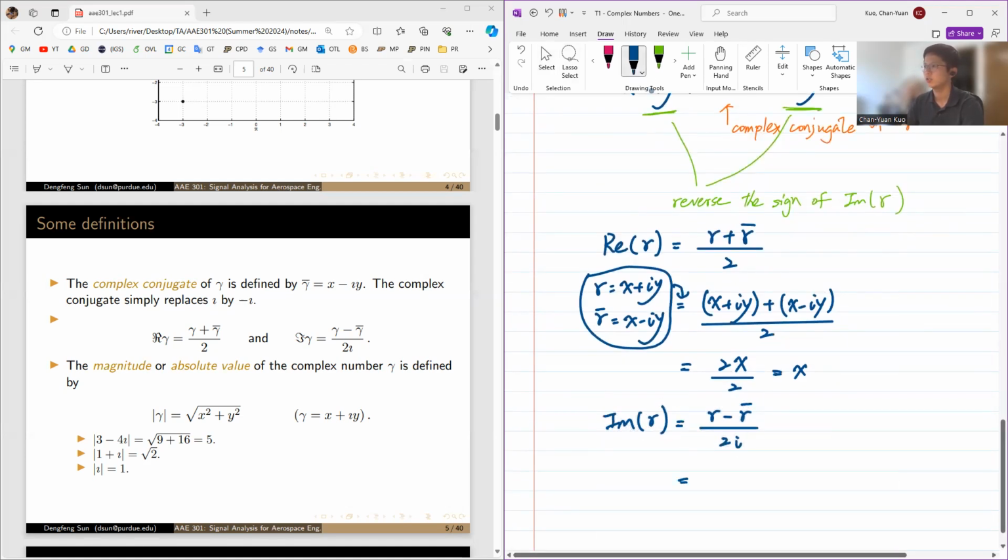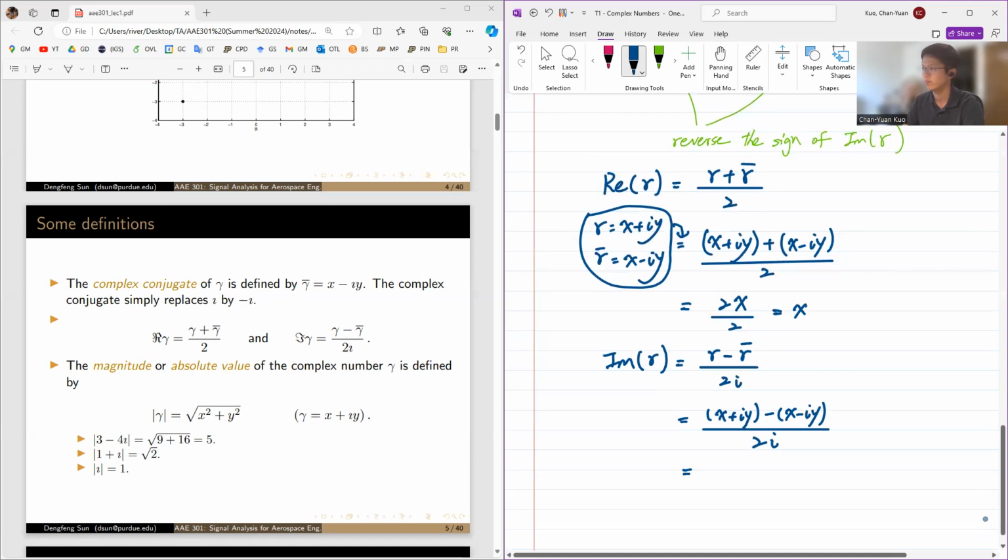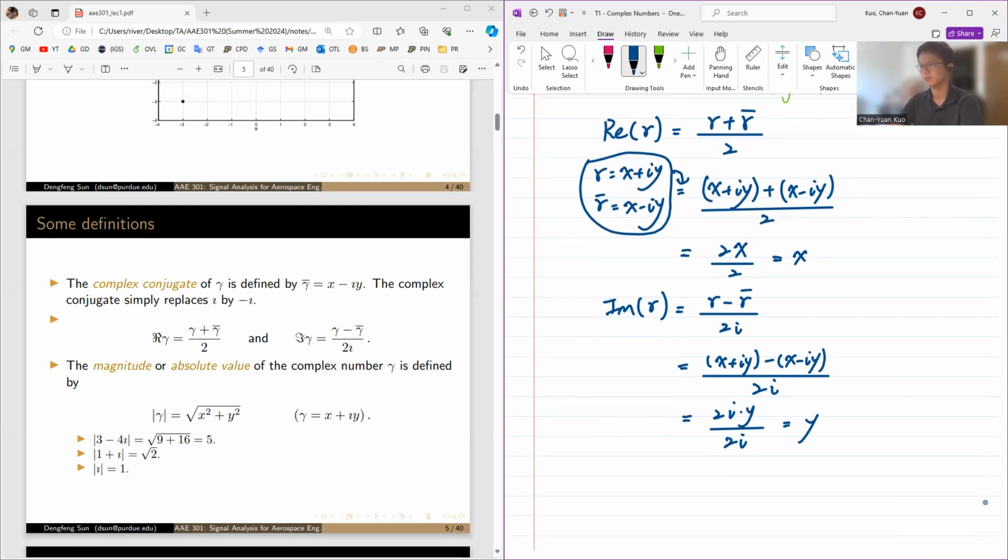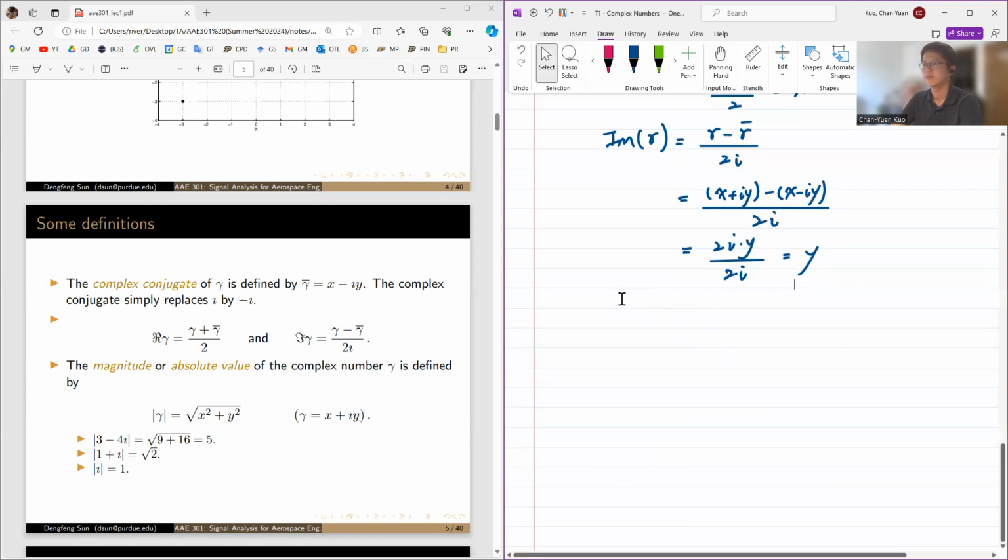Now let's see why the expression for the imaginary part of gamma works. Again, we substitute gamma equals x plus iy and gamma bar equals x minus iy into this expression, and we get x plus iy minus x minus iy, divided by 2i. If you look at the numerator, the real parts cancel out, and we are left with 2i times y. Now we divide this by 2i, and we end up with y, which is the imaginary part of the complex number gamma.